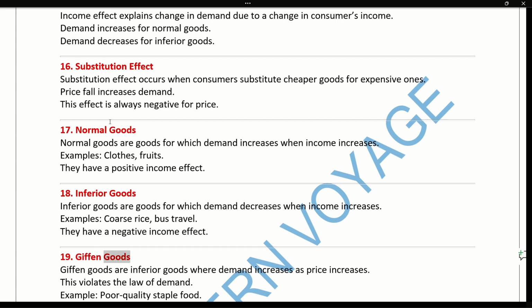19. Giffen goods. Giffen goods are inferior goods where demand increases as price increases. This violates the law of demand. Example: poor quality staple food.